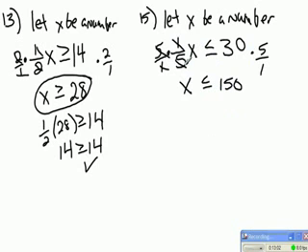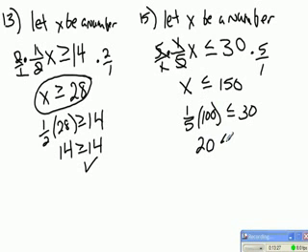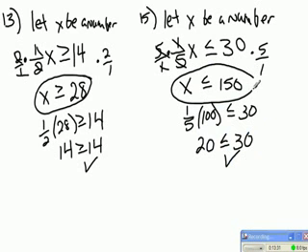So I want to choose a number that I know is divisible by 5, and probably I want to choose something where I know what the answer is if I divide by 5. I'm going to choose 100 because I know what 1/5 of 100 is. You could choose any number less than or equal to 150. 100 times 1 divided by 5 should be 20. Less than or equal to 30. That is true. So this answer was correct.